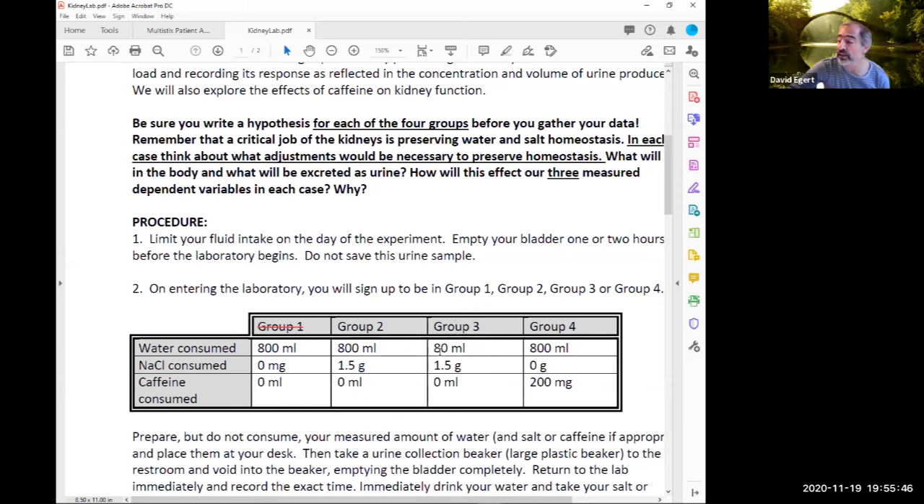Group 3 is taking in almost no water. 80 milliliters is basically an itsy bitsy cup. It's what you need to swallow the salt tablet and not much more. Group 4 is drinking a lot of water and also taking caffeine. Again, this is just in your lab manual. You don't have to write this down.